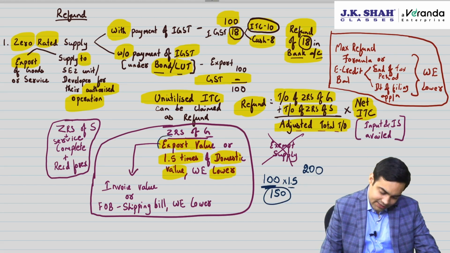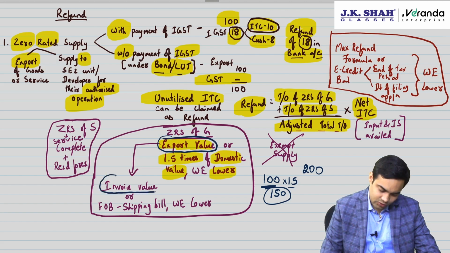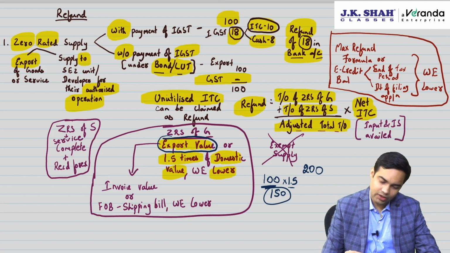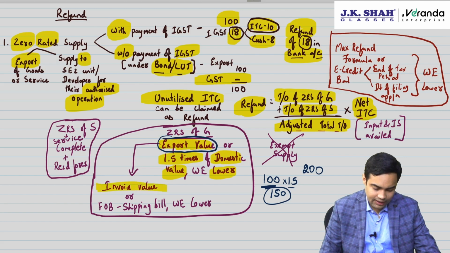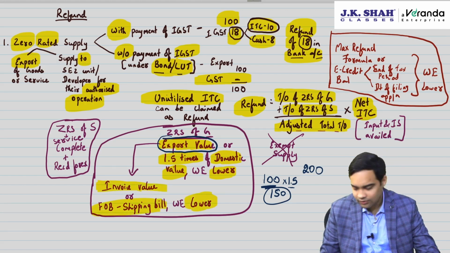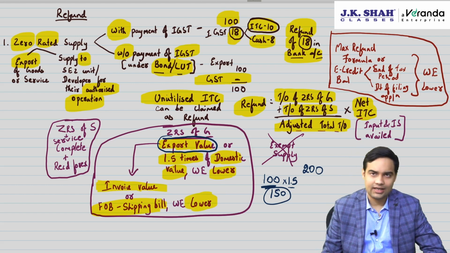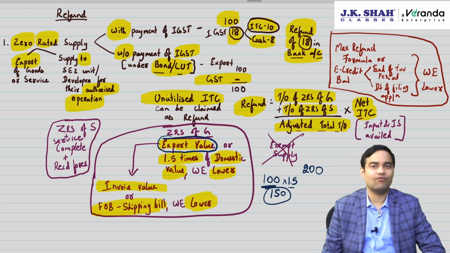Then the term export value is also defined. This will be invoice value, the value which you have charged on the invoice, or FOB as per shipping bill, whichever is lower. Now see what happens. There are two types of contracts in the industry. One is FOB contract.